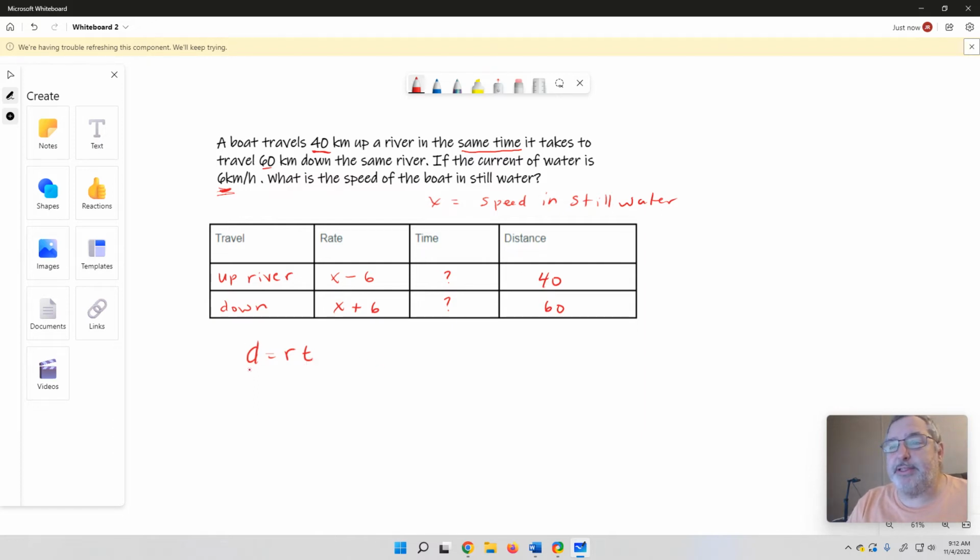So how do we solve this? Distance equals rate times time. We're going to divide both sides by the rate. So we know that time equals distance divided by rate. So we have that in our table. We have a distance, we have a rate, we have another distance, we have another rate. And guess what? We have a proportion we can solve.